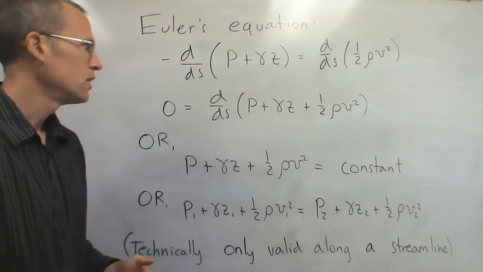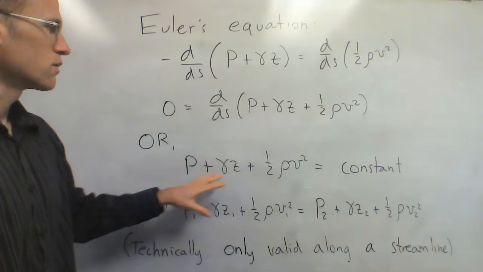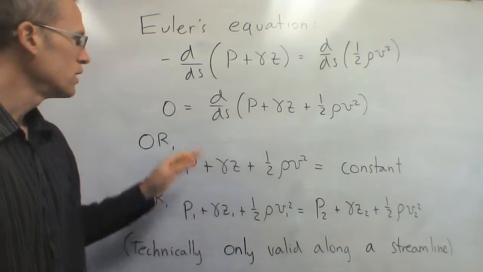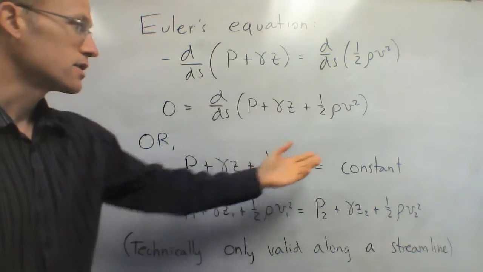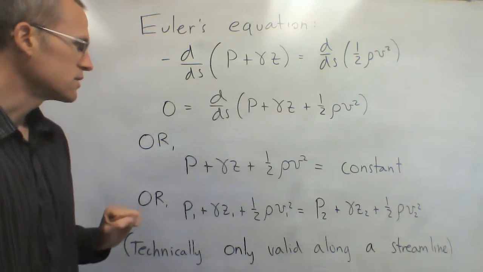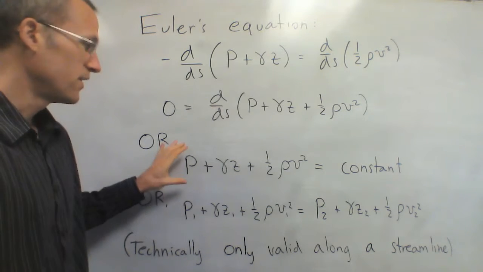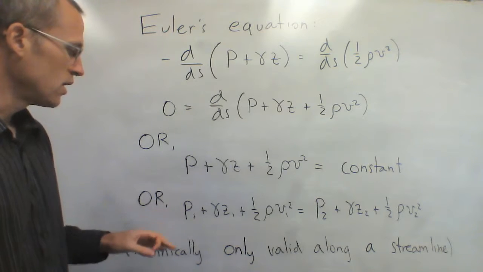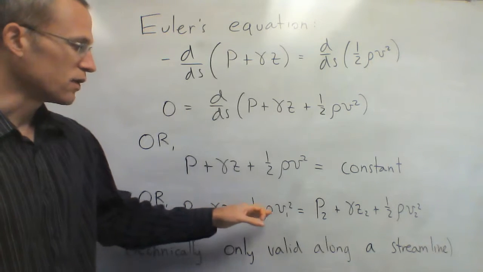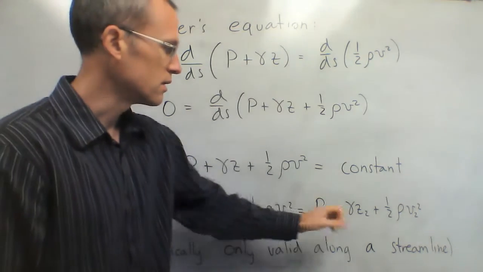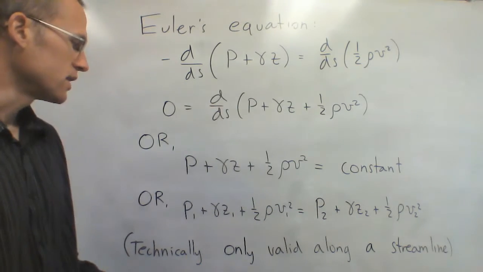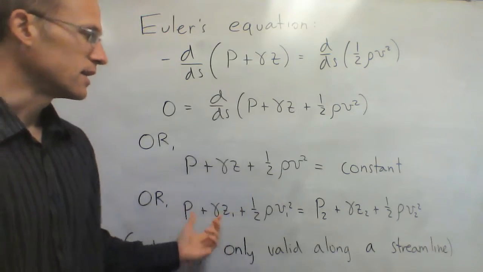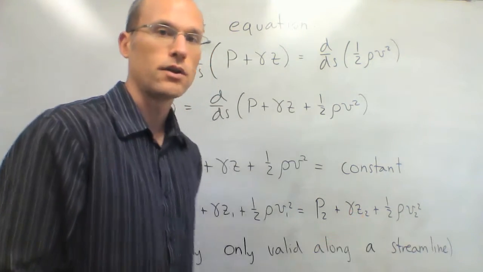Then integrate that. On the right-hand side, the derivative goes away, I'm left with the inside, p plus gamma z plus 1/2 rho v squared. On the left-hand side, integrate 0, you get a constant, so p plus gamma z plus 1/2 rho v squared equals constant. This is Bernoulli's equation. It can also be written in this form: p1 plus gamma z1 plus 1/2 rho v1 squared is equal to the same thing at a different point. So essentially I'm taking some point, point 1, along a streamline, calculating this, setting it equal to another point along the streamline.